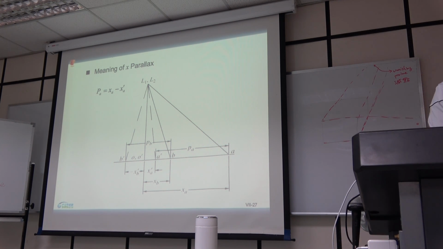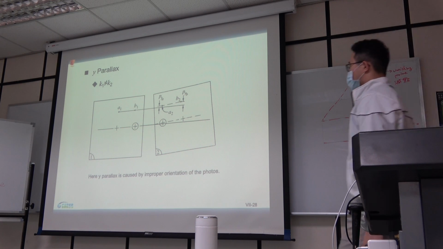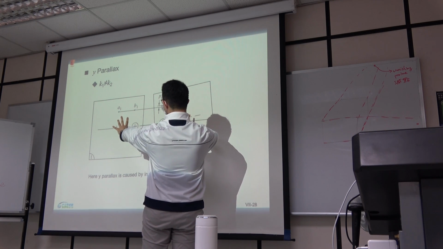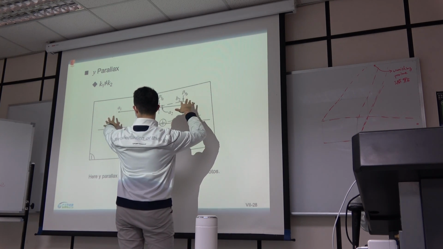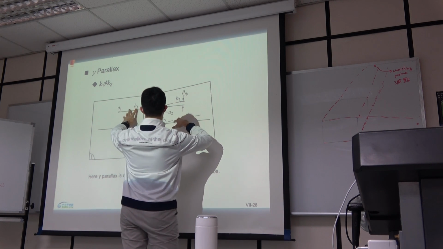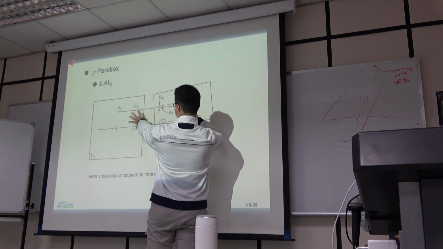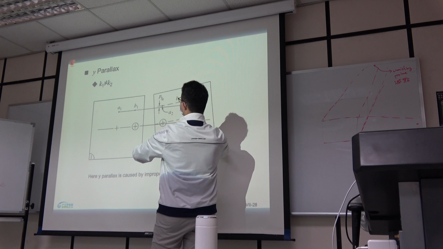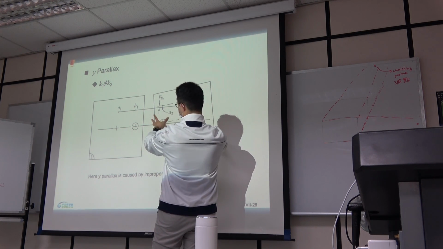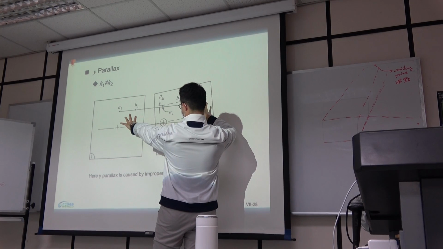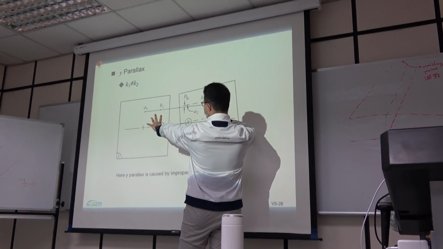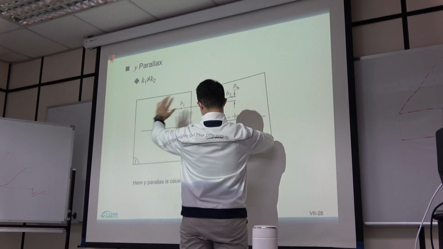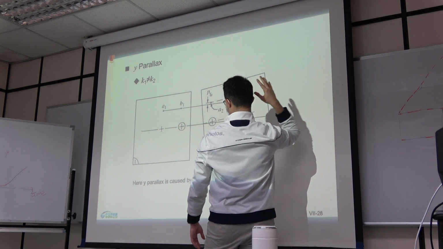The y parallax, let's take a look. Here, you put two images side by side, and you have the corresponding points, for example A1 and B1 and A2 and B2. Supposedly they need to match with each other. Right now, because you have some kappa error, the two images are not properly oriented. You can imagine this one is what you see from your left eye, and this one is what you see from your right eye.